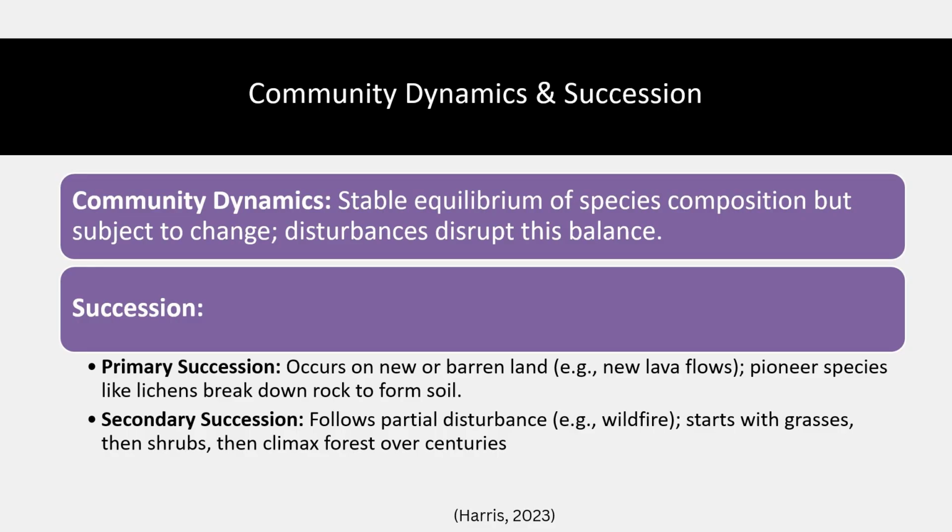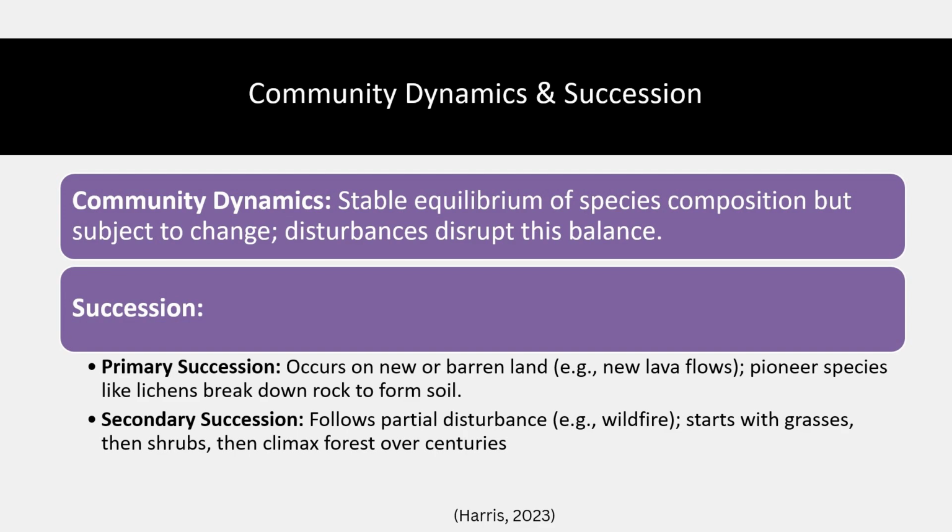Primary succession starts when there's no soil, like a new lava flow. You have pioneer species like lichens that help create soil. So these are the first organisms that are coming, and as they die, their bodies will start to break down into organic matter, and that starts to form that initial soil. So it's the primary succession.